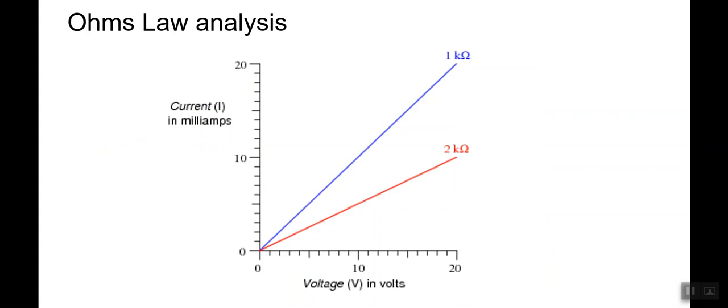What we will find is, basically what we're plotting here is voltage in volts versus current in milliamps, which are smaller versions of amps. When we've done it here, we've kept the resistance at 1 kiloohm, and here we've kept resistance at 2 kiloohms. And what we can see is we get this straight line.